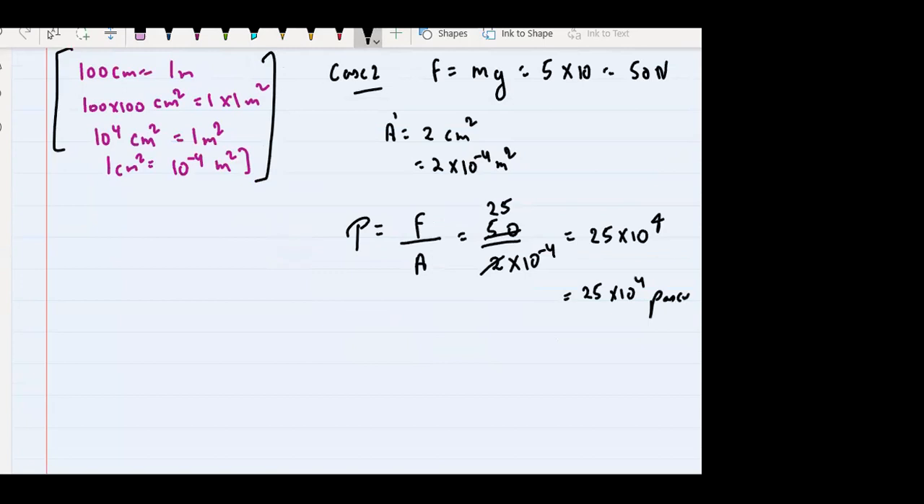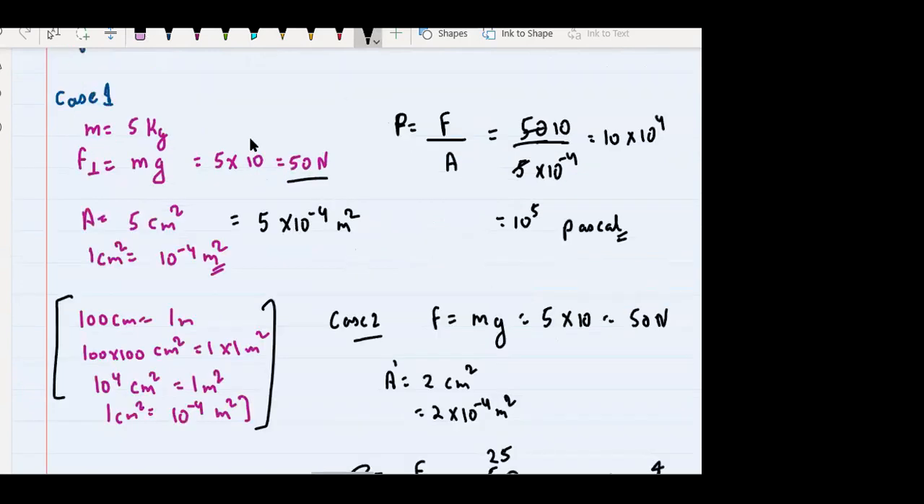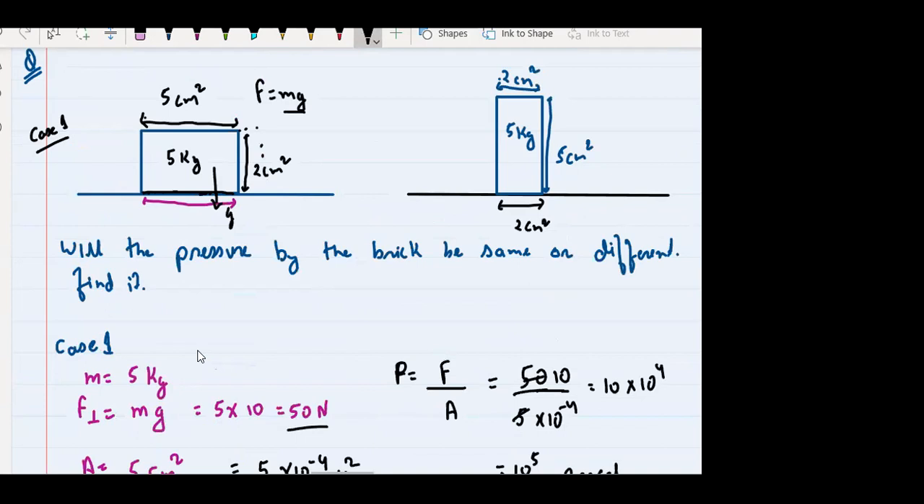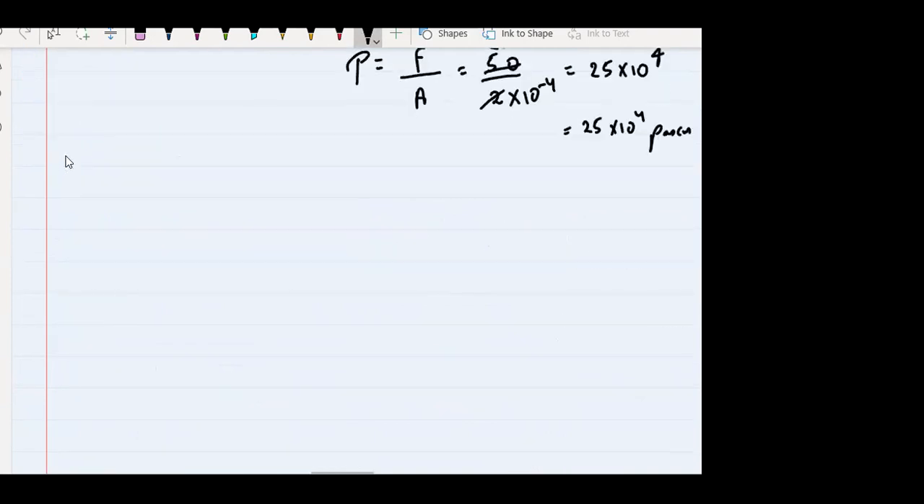Now let us compare. I guess everyone is clear. Everyone, please message, okay? In the first case, what was the pressure? In the first case, the pressure was 10 into 10 to the power 4 Pascal. And in the second case, it is 25 into 10 to the power 4 Pascal.